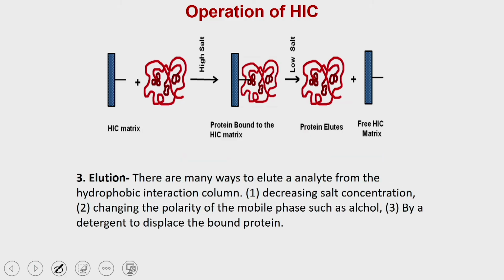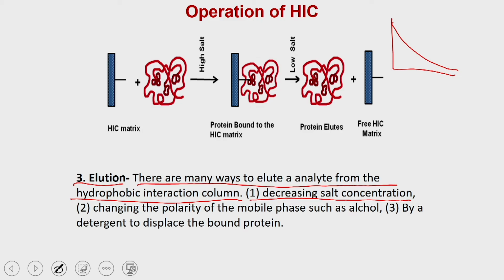Now, the third step is elution. There are many ways to elute an analyte from hydrophobic interaction chromatography. Number one, decreasing the salt concentration. If you decrease the salt concentration, that brings the hydration shell back, and that destroys the interaction between the ligand and the hydrophobic patches present on the protein.